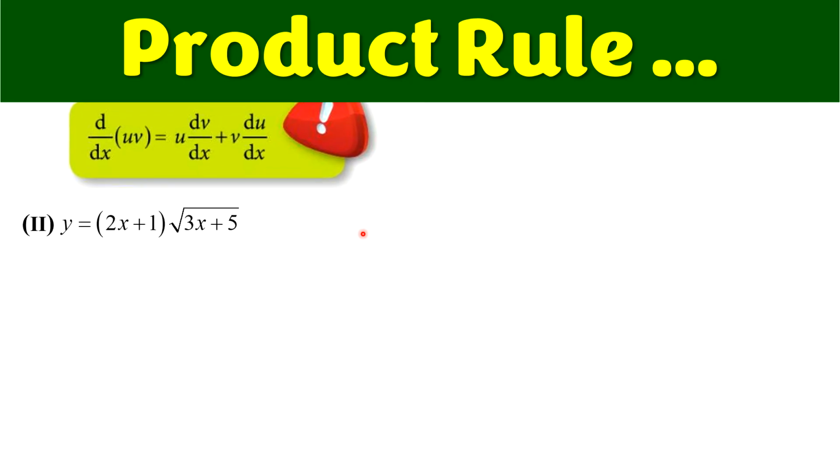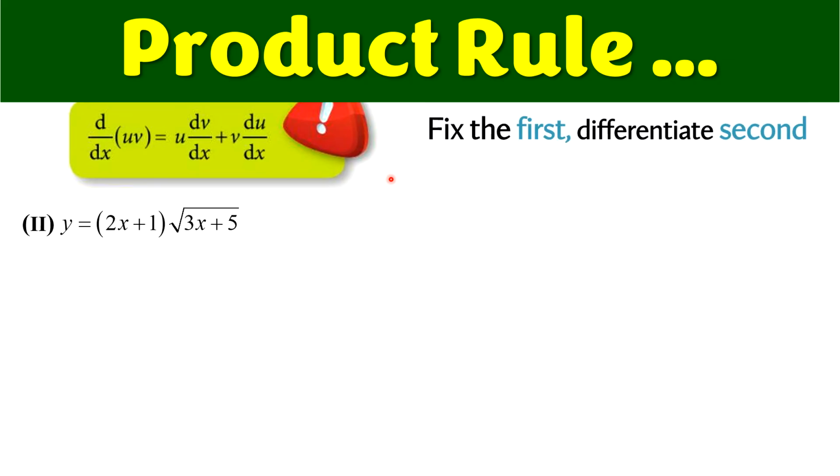In this last example, I would like all of you to pay attention and fully understand. Now, this is a very common question that you get in the examination. Let's apply product rule step by step. So let's begin with fix the first and differentiate the second. So I'm going to fix the first, which is u, and then find v prime. So with this, again, I'm going to define u and v respectively.